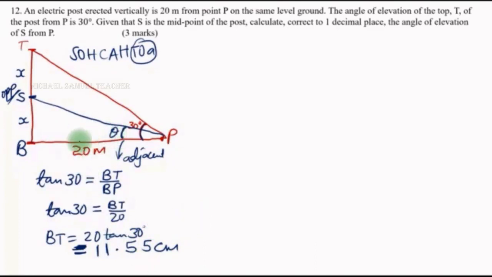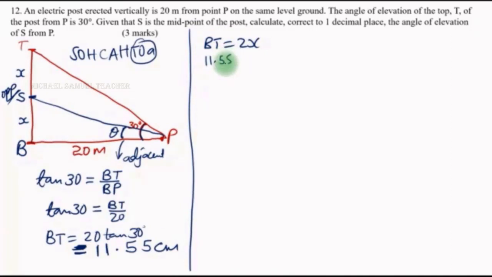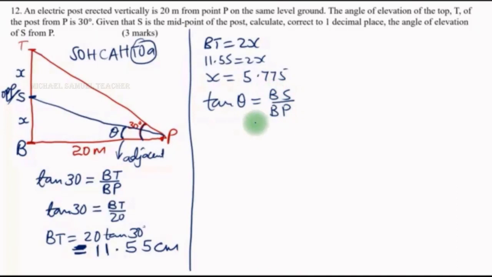Also, to get theta, I now need to get X. BT is equal to 2X, which is 11.55 equals 2X, therefore X is equal to 5.775. Therefore I need to get theta. So tan theta will be equal to BS over BP. And tan theta is equal to BS, which is X, that is 5.775, over 20. So I end up getting 0.28875.